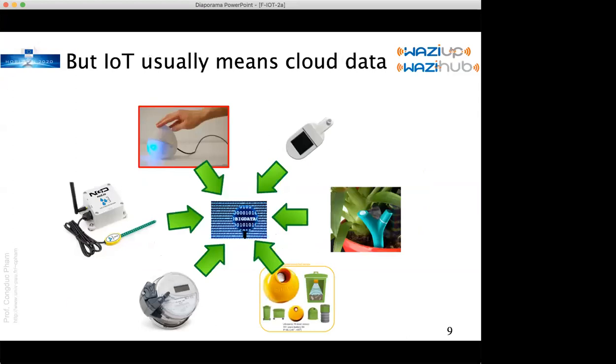But we all realize right now that the main advantage behind the so-called Internet of Things is when all the data collected by all these things are pushed onto internet clouds, so that we create new interactions with all these multiple data streams. This slide shows, for instance, a number of so-called Internet of Things devices pushing data to clouds, and interactions on these clouds can be realized in some manner.